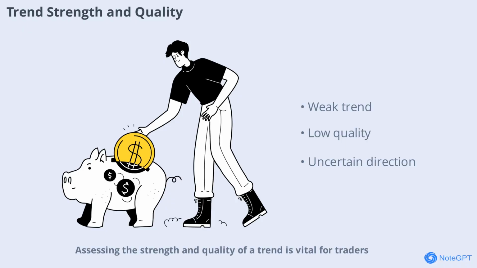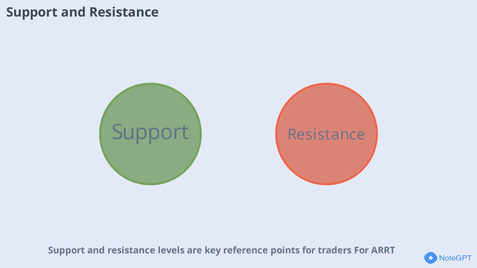Assessing the strength and quality of a trend is vital for traders. ARRT's trend strength score is just 0.046 and the trend quality index is 43.6. These low scores suggest that the current trend is weak and lacks conviction. Combined with the negative momentum and low volume, this paints a picture of a stock struggling to find direction or support. Support and resistance levels are key reference points for traders. For ARRT, the pivot point, resistance and support are all at 0.18, matching the current price.